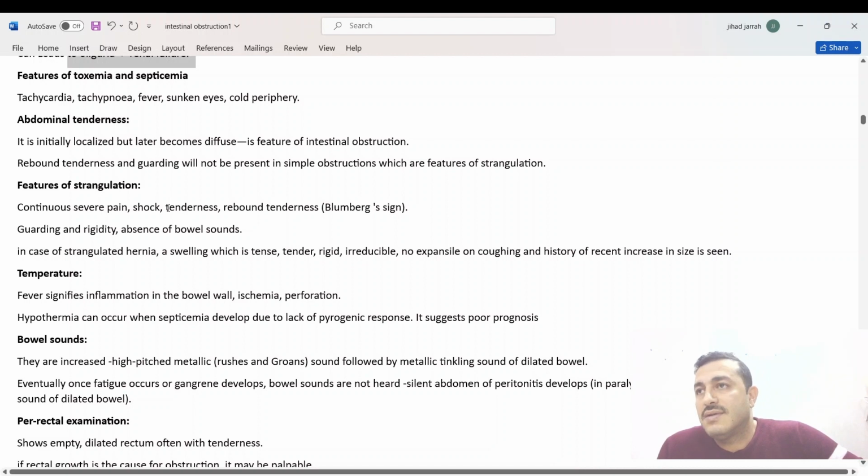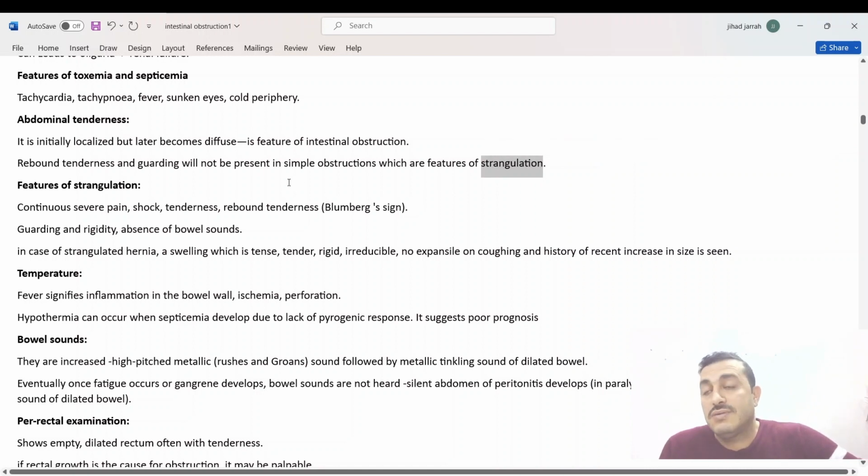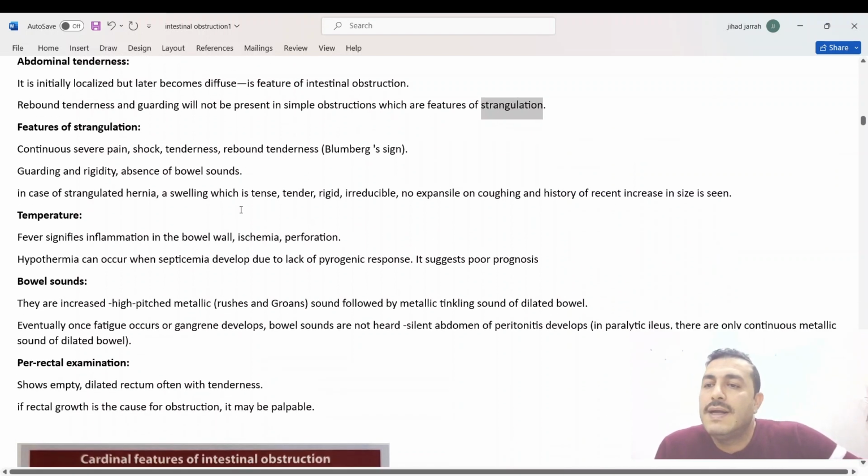The patient can present unstable with tachycardia, tachypnea, fever, sunken eyes, cold periphery, abdominal tenderness. Initially it is localized but becomes more diffuse. Actually, rebound tenderness and guarding are present. If we have rebound tenderness and guarding, these suggest strangulation. These are not simple obstruction, so we have to be careful.